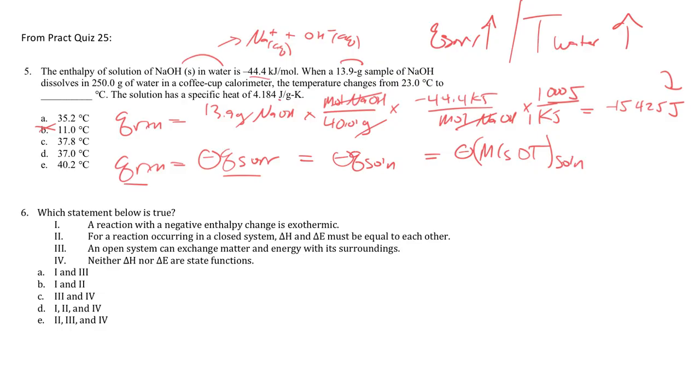And so I have minus 15,425 joules. If I'm paying attention to sig figs, it's 3 sig figs. Not a lot of sig figs on this test. But then the negative sign from our equation, and the mass of the solution. So I have to put the mass of the entire solution. That's going to be the 13.9 grams of sodium hydroxide plus the 250.0 grams of water. So that ends up being 263.9 grams, because I want the solution mass.